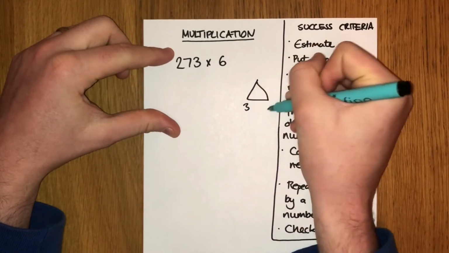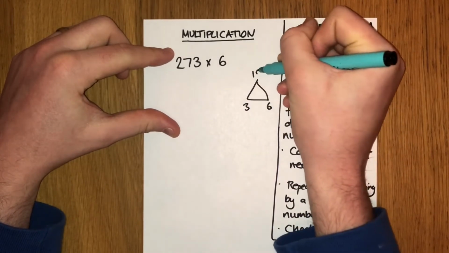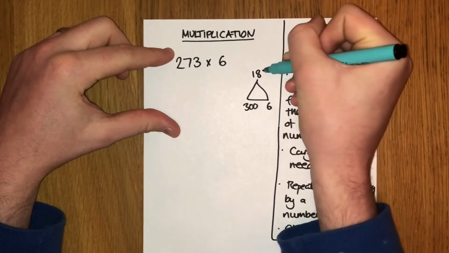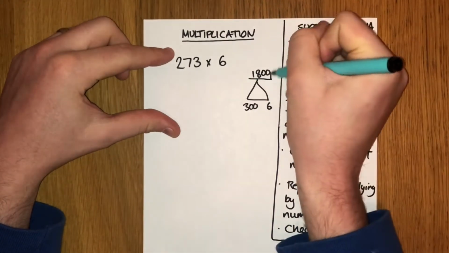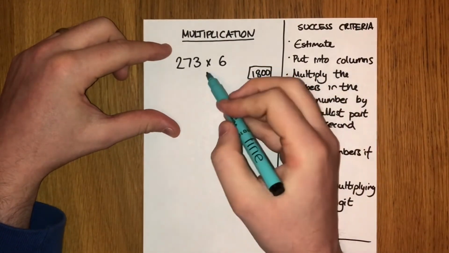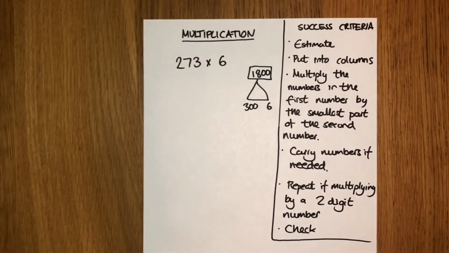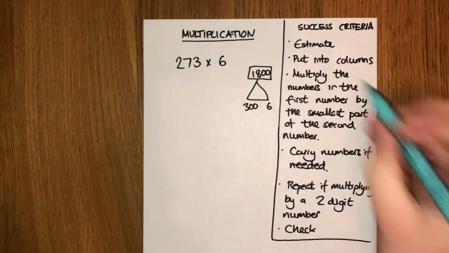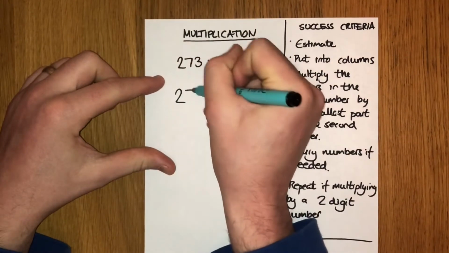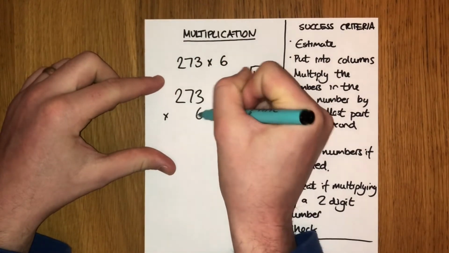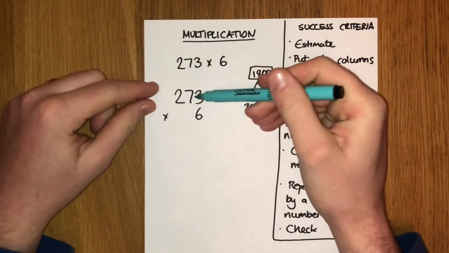300 times by 6 starts off a bit like 3 times 6, but that's going to be 100 times bigger. So my estimate is going to be a little bit less than that, because that's not quite 300, somewhere around 1,800. Now, put it into columns, so 273 times by 6.